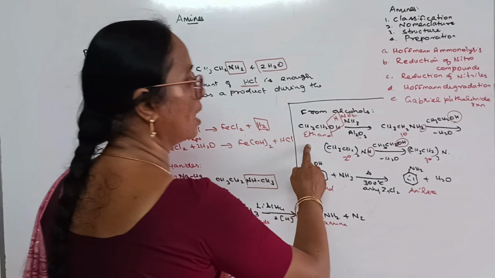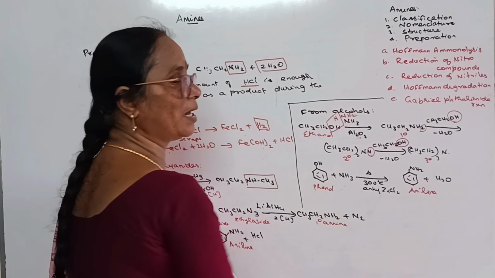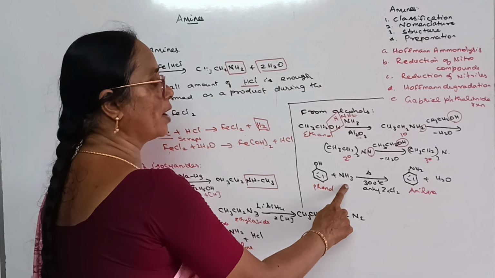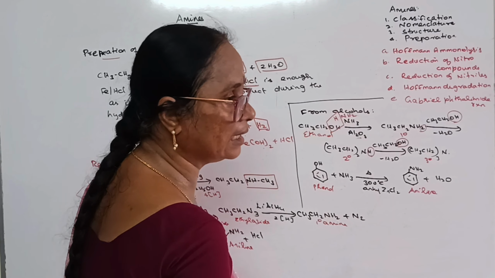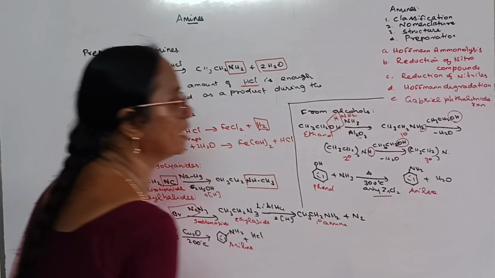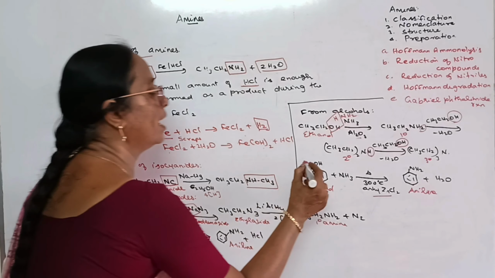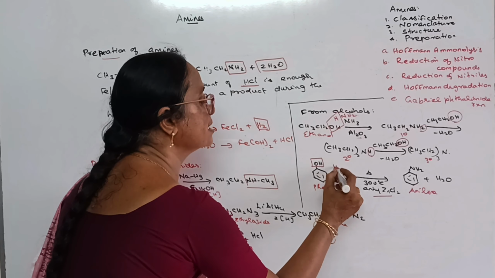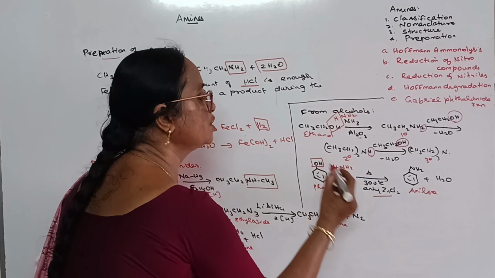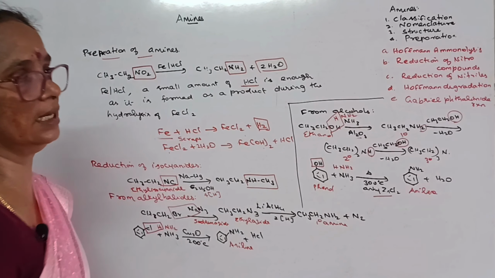Just like from alcohol, from phenol also we can prepare aniline, but it has to be boiled with ammonia at 300 degrees Celsius in the presence of anhydrous zinc chloride, where the OH nucleophile is replaced by the NH2 group. So we are getting aniline.